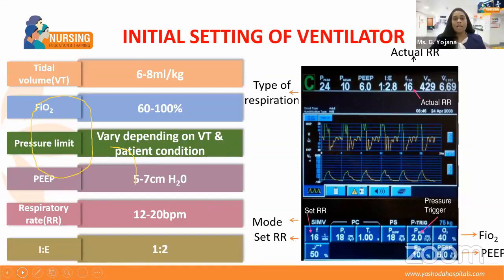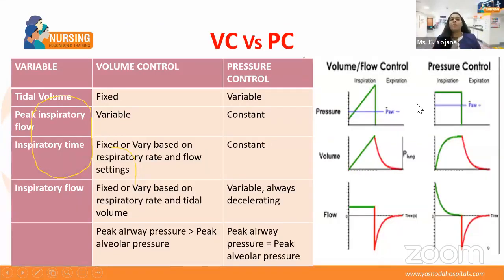Any doubts? If you see the display here, this is a screen that was displayed on the ventilator. Here is the type of respiration that you are setting, the mode of ventilator, the respiratory rate you set, PEEP, and this is the actual respiratory rate of a patient when he is on the ventilator. Next. Here we have volume control and pressure control.